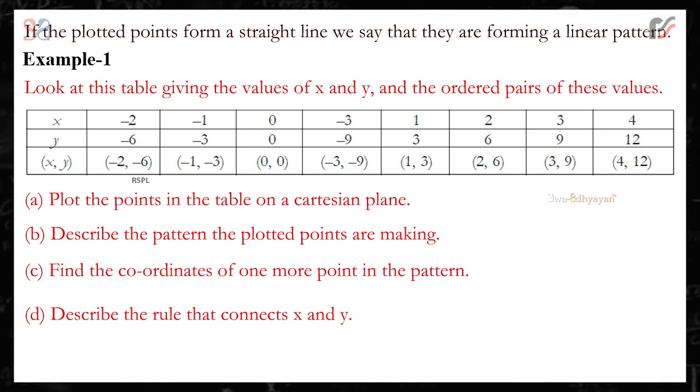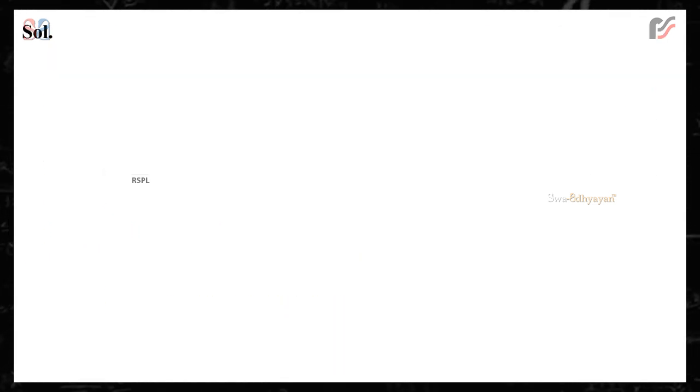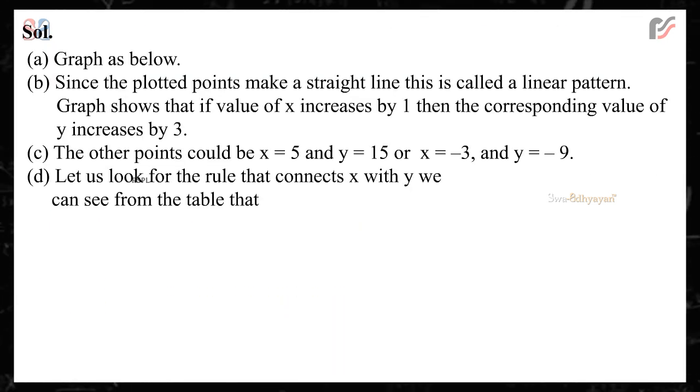A. Plot the points in the table on a Cartesian plane. B. Describe the pattern the plotted points are making. C. Find the coordinates of one more point in the pattern. D. Describe the rule that connects x and y. Solution: A. Graph as below.